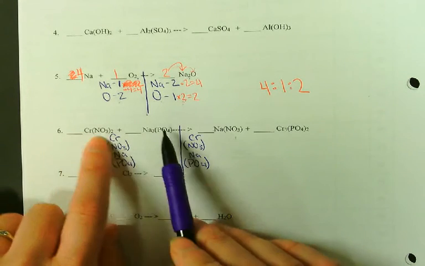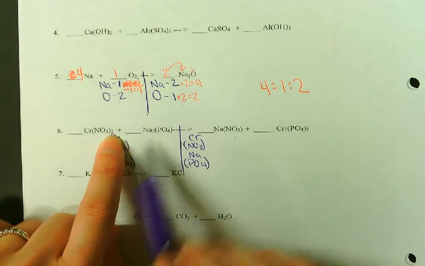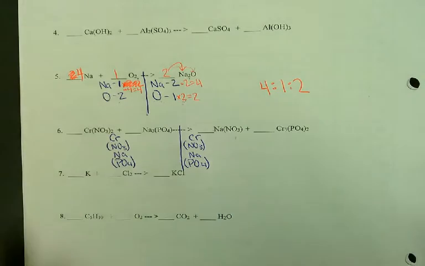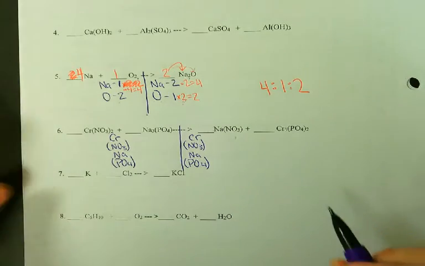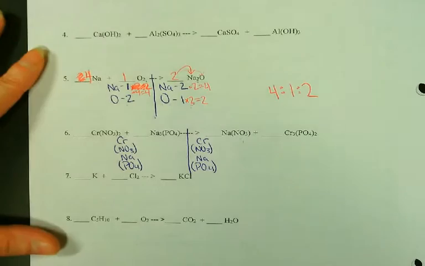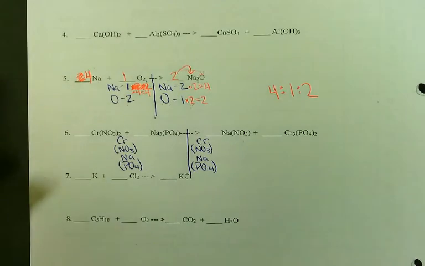Instead of balancing chromium, nitrogen, oxygen in 2 places, sodium, and phosphorus, we can just keep our polyatomics together when they're on different sides of the equation. As long as they don't change, we can balance them as a unit.